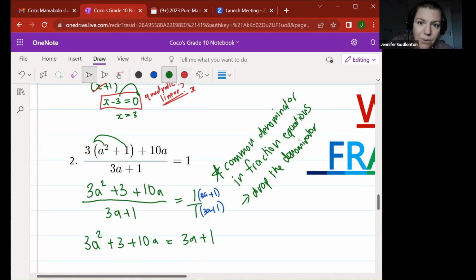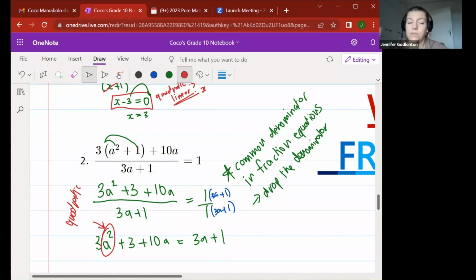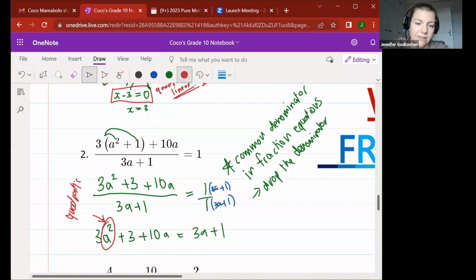And now we're at a place where we have an a squared, which means we've got a quadratic equation happening. So we want to move everything. That little squared sign over there is telling us that this is quadratic. And if it's quadratic, we want to move everything and make it equal to 0. And then we want to factorize.